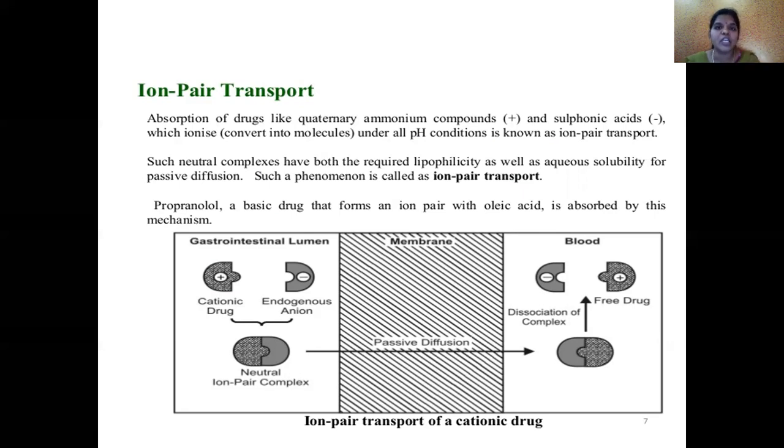That means it should be ionized at all pH conditions, which is known as ion pair transport. I am explaining very clearly; you all should know the mechanism. Such neutral complexes have both the required lipophilicity as well as aqueous solubility for passive diffusion. Such phenomenon is called ion pair transport.